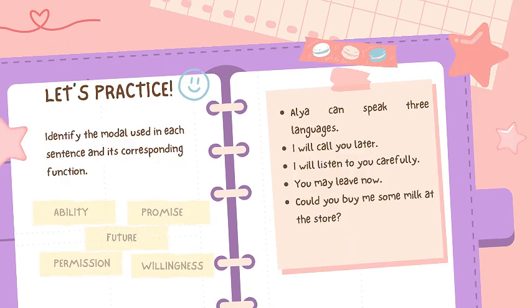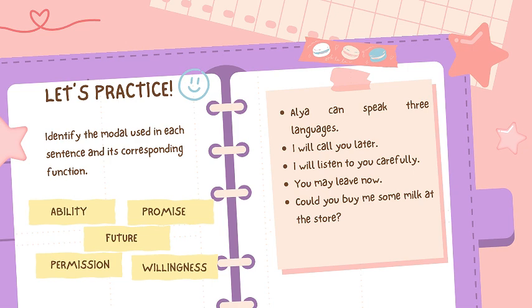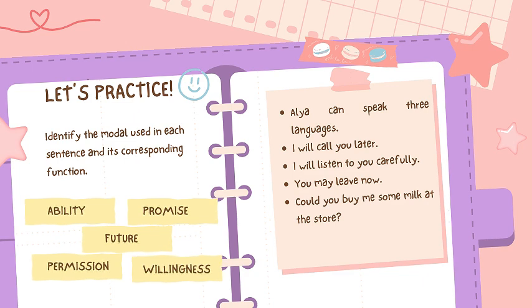Good job, everyone! Now that we have learned all about modal auxiliaries like can, may, and will, it's time to practice what we have learned today. The practice is, I want you to identify the modal used in each sentence and its corresponding function. You may take notes or even pause the video if you want a little more time to think. Don't rush, we will go over the answers together in just a moment. Ready? Pause now if you need to, and when you are done, press play and let's check your answers together.